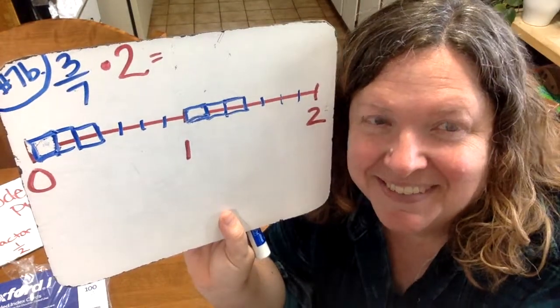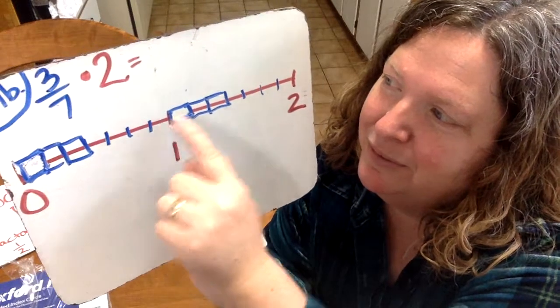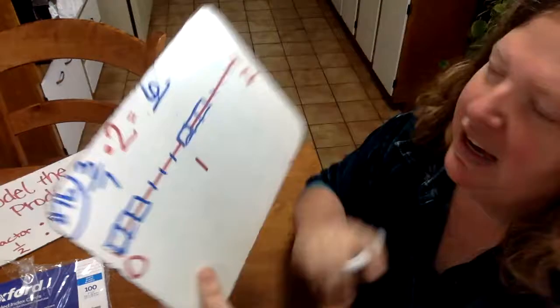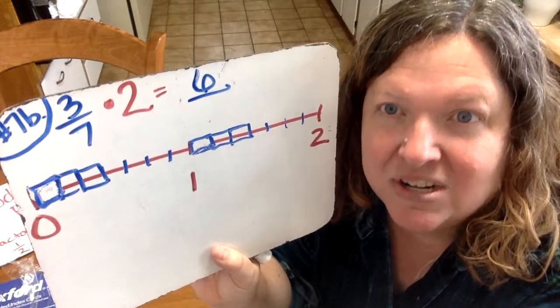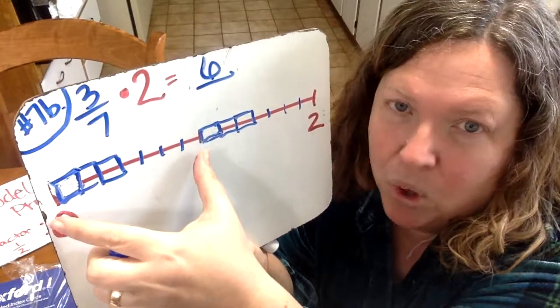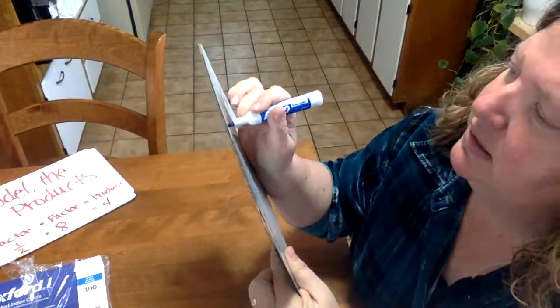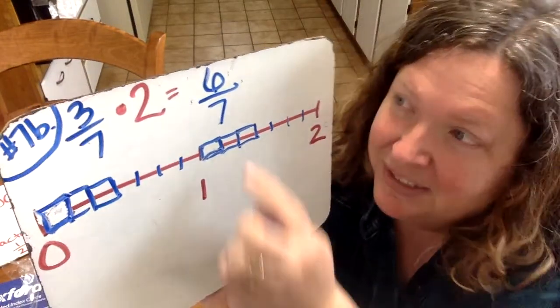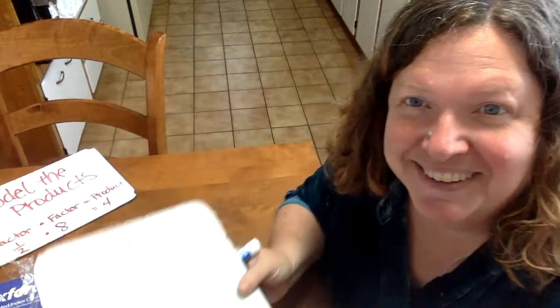So how much is it? 1, 2, 3, 4, 5, 6. There are 6 of them. And the pieces are sevenths because we cut the whole into 7 pieces. So 3/7 of a group of 2 is 6/7. Good luck. We'll see you next time.